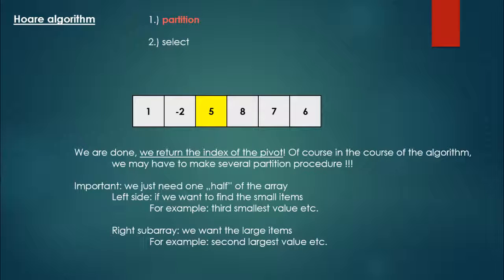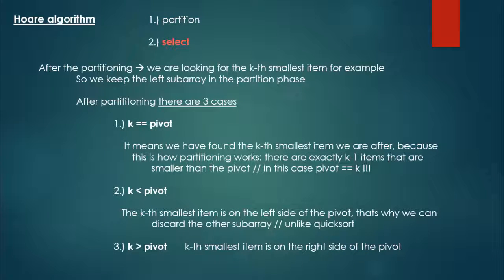So if we are looking for large items, we go to the right. If we are looking for the small items, we go to the left subarray. What about the selection? After the partitioning, we are looking for the query's smallest item, for example. In this case, it is just for demonstration purposes, we are looking for the smallest item, but we are able to find the largest item just the same way. So we keep the left subarray in the partition phase. Why the left subarray? Because we are looking for the smallest items. If you are looking for the smallest item, we are choosing the left subarray. If you are looking for the largest items, we are going to choose the right subarray.